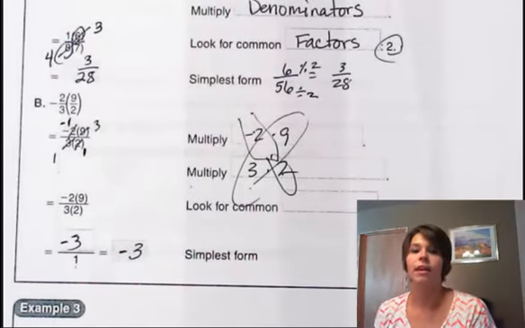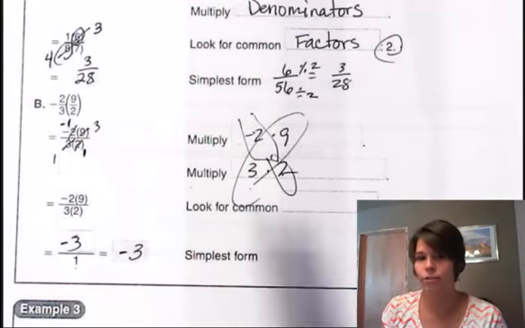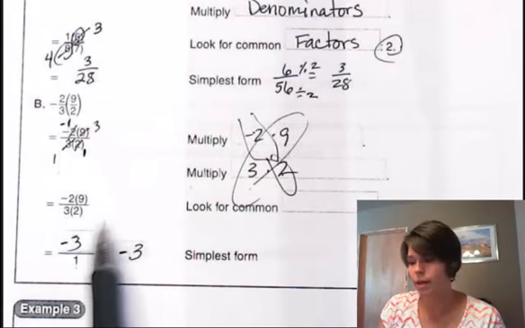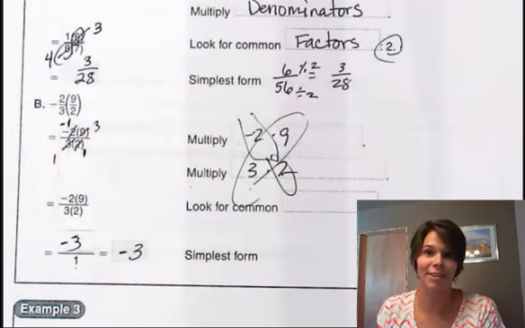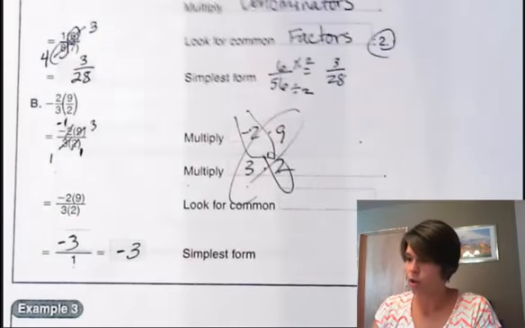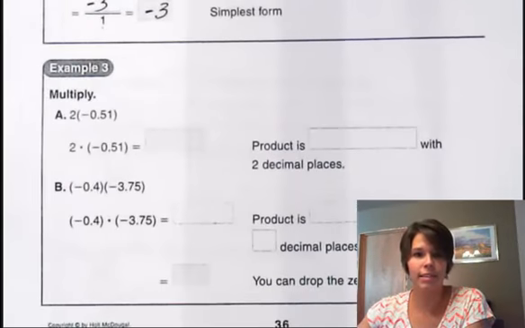negative 3. Now again, if you hadn't seen those common factors before, you would have just multiplied it out and then reduced it. Okay, you would have had to take a 6 out of it. 2 times 3 is 6. Okay, so let's take a look at decimals.